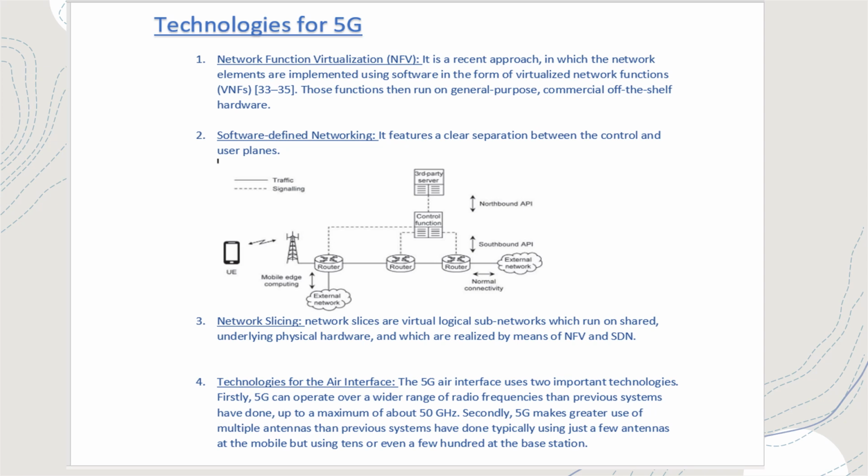However, the use of millimeter waves also leads to a number of coverage related issues, which we can discuss in some other topics in detail. Secondly, 5G makes greater use of multiple antennas than previous systems have done, typically using just a few antennas at the mobile, but using tens or even a few hundred at the base station. It applies them in two distinct ways: to improve the coverage of the air interface at high radio frequencies by means of beamforming, and to improve its capacity at low radio frequencies by means of multiple-input multiple-output (MIMO) antennas.